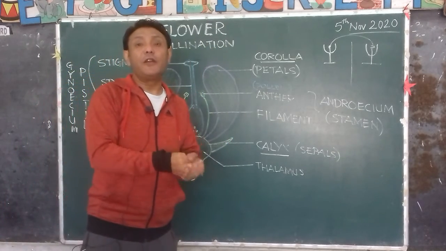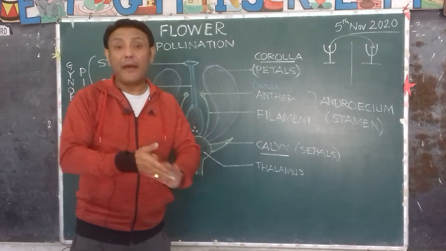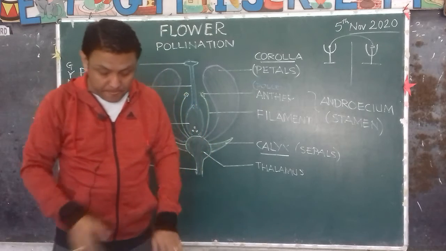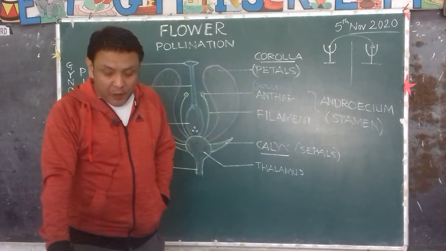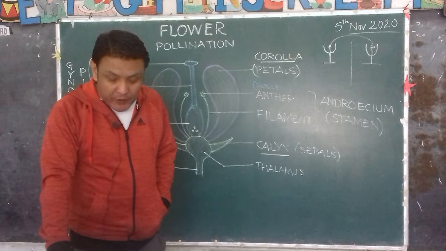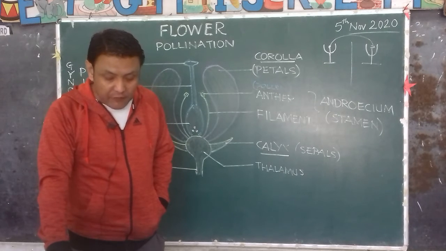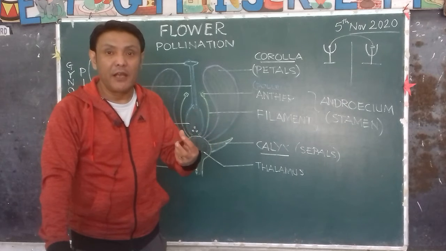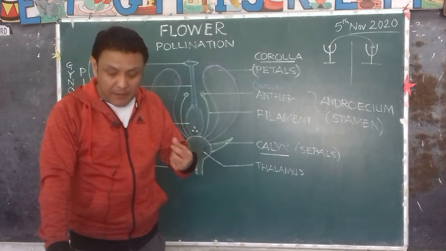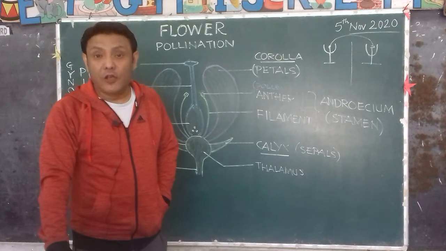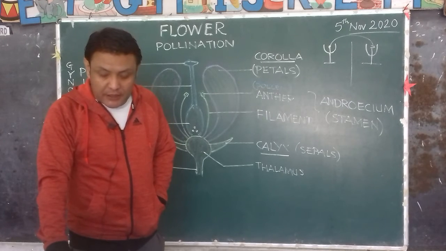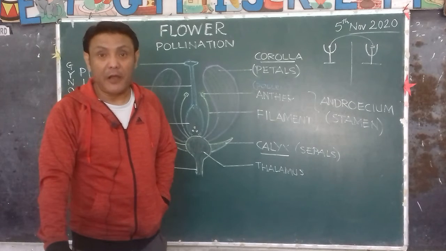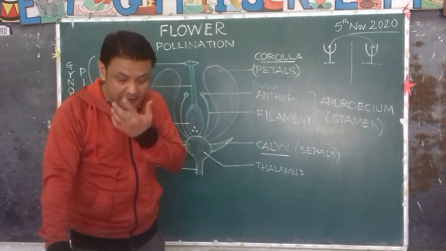Now there is a difference, a comparison between self-pollination and cross-pollination. Self-pollination occurs within a flower or between two flowers of the same plant. Whereas cross-pollination occurs between two different flowers of different plants but of the same species.